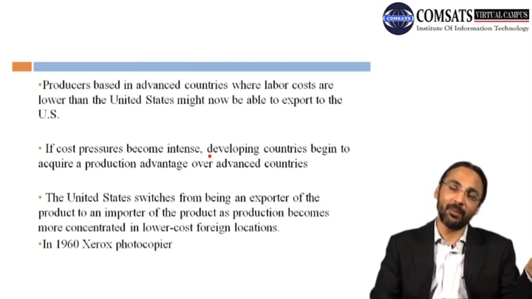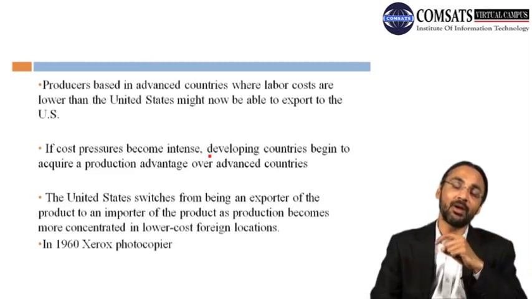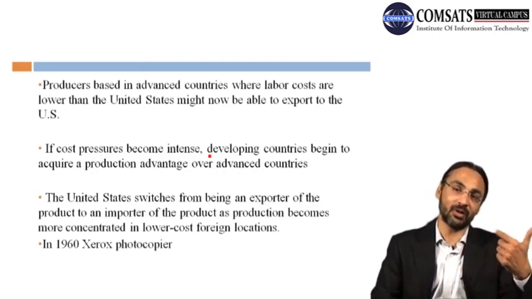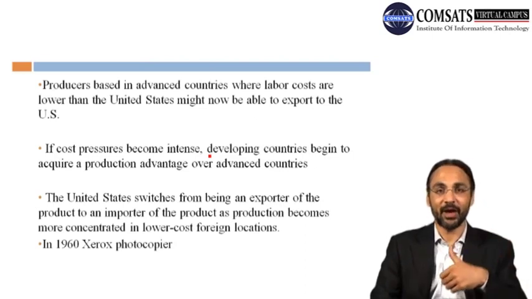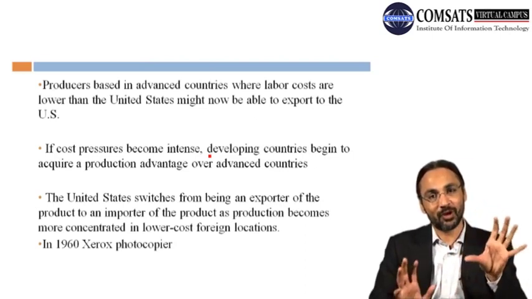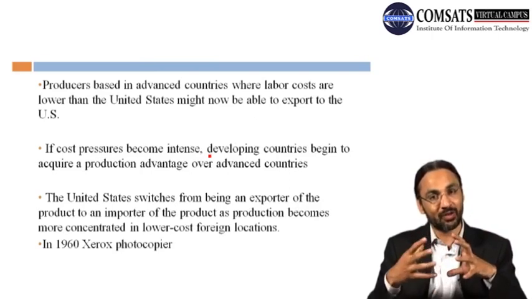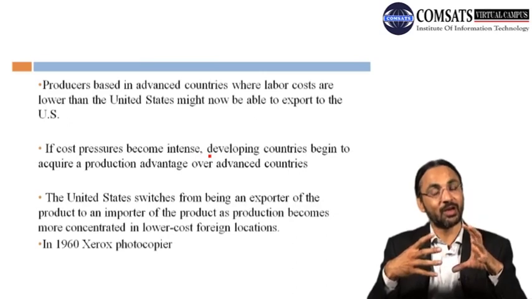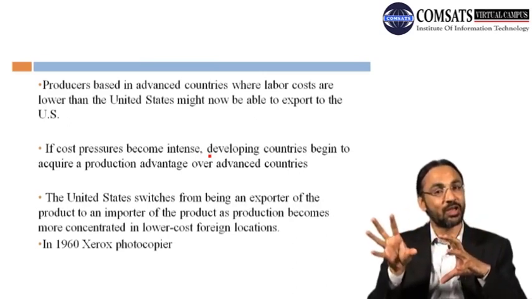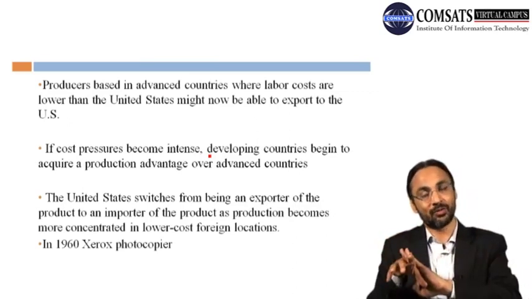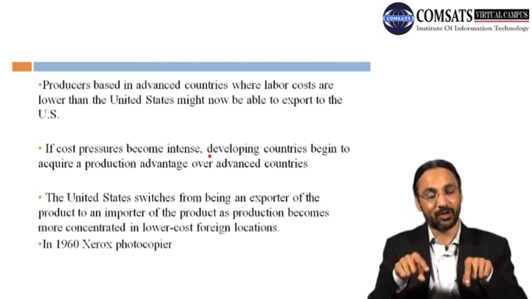Now at this stage, what is going to happen? It will be more costly for the US Xerox firm to export from the USA to Europe or third world countries. So what they can do is import the product from the third world country to the USA, because production is now cheaper in the third world countries. In that way, as the product gets more mature, competition is changing, market demand is increasing, and competition is increasing, the USA changed its mode from an exporter to an importer of those products. And this is what exactly happened with the photocopy machine.